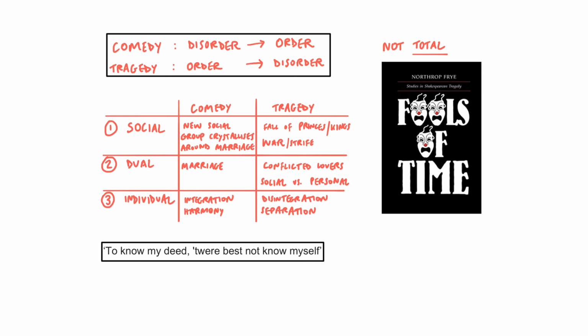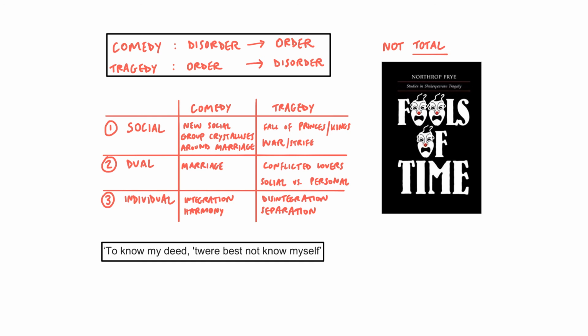He complains that his mind is full of scorpions. So, his line, "To know my deed, 'twere best not know myself," when he's thinking about the killing of Duncan, shows that it's been very disruptive to his sense of self. He almost can't recognize himself as having done it. These are ideas, a summary of some of the important concepts in Northrop Frye's book, Fools of Time, which would be a good one to read to get an overview of some of the larger structures and patterns in Shakespearean tragedy.